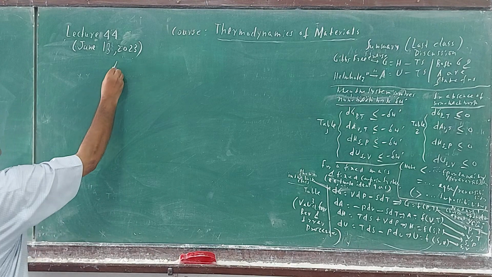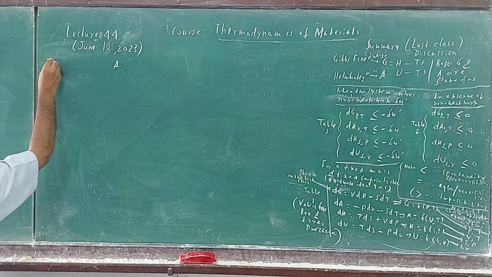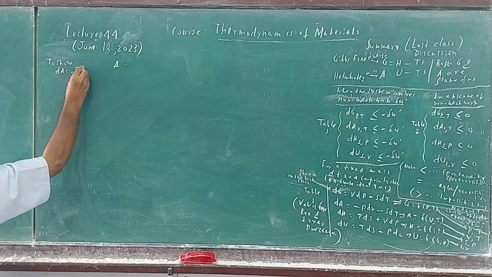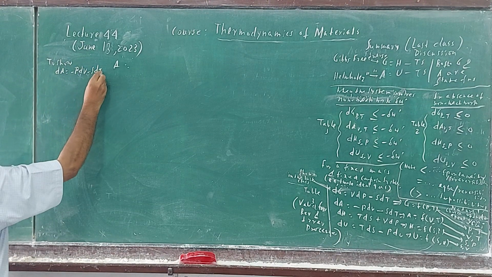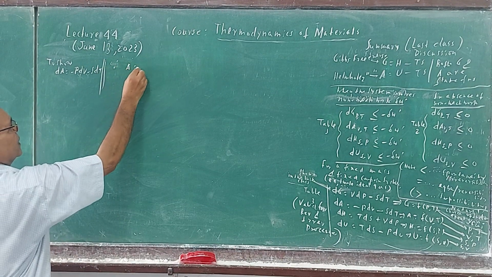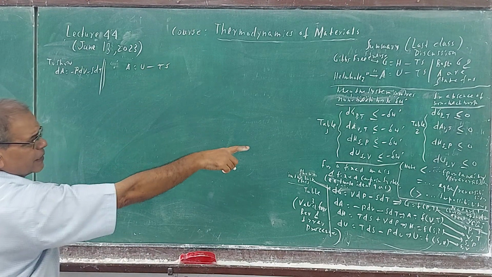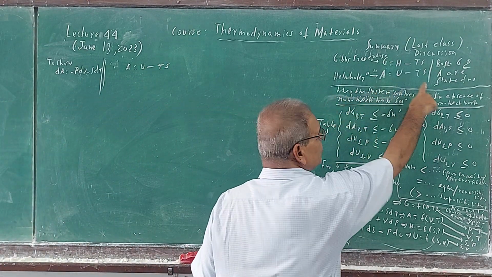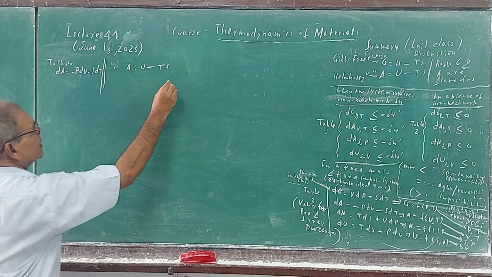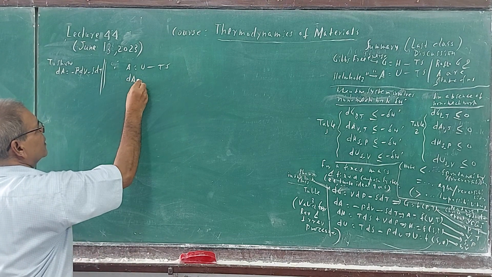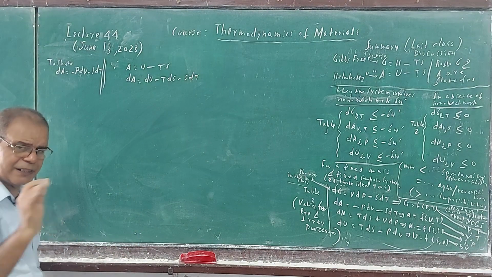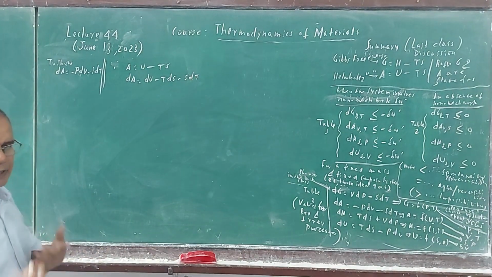So dA. To show that dA is minus PdV minus SdT. I could not do this last day because we didn't have time. A is what? A is U minus TS, just as G is H minus TS. dA is dU minus TdS minus SdT. You consider reversible, and that result will apply to irreversible also.